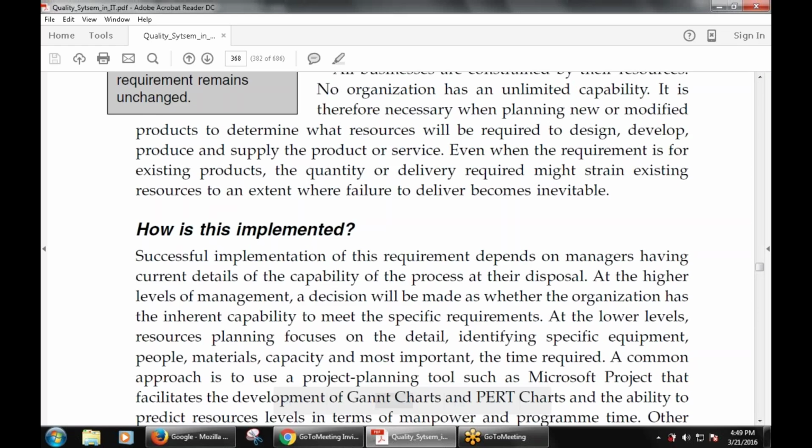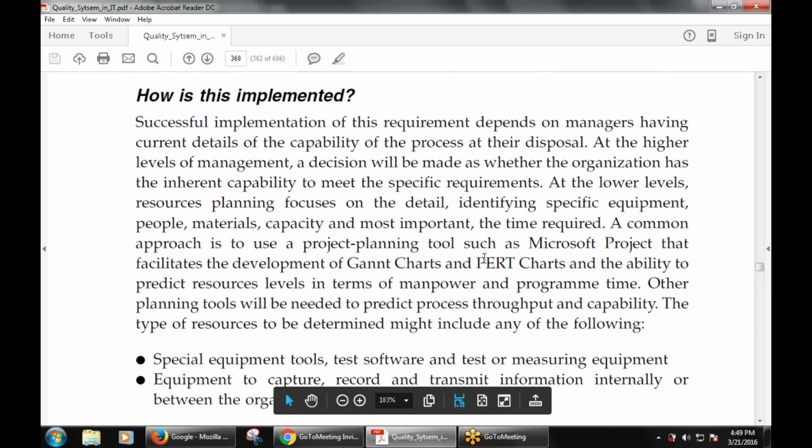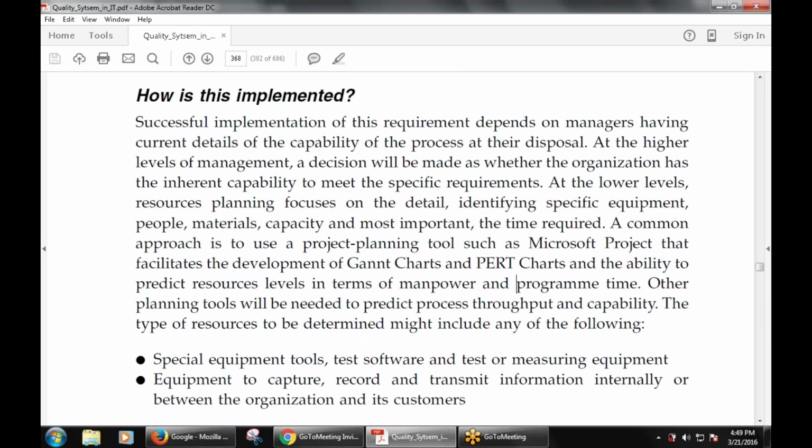What are the two charts that are available? That is the Gantt chart and the PERT chart. The full form of PERT is Program Evaluation and Review Technique. The Gantt chart and the PERT chart are used for development, and they give the ability to predict the resource level in terms of manpower.